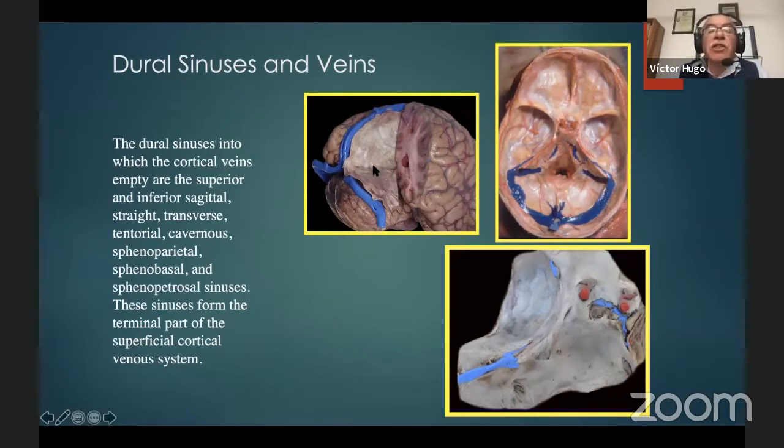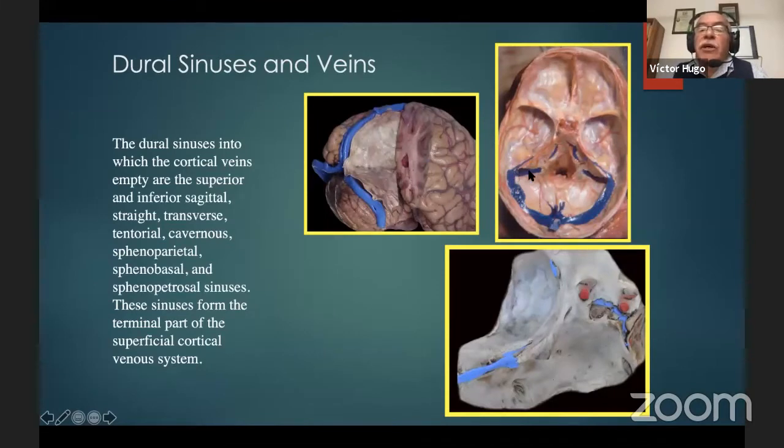This is a dissection of a brain where we can see the superior longitudinal sinus, the transverse sinus. Here we have the straight sinus, and this is the skull base in its endocranial view. Here we have the confluence of the transverse sinus and the superior longitudinal sinus.